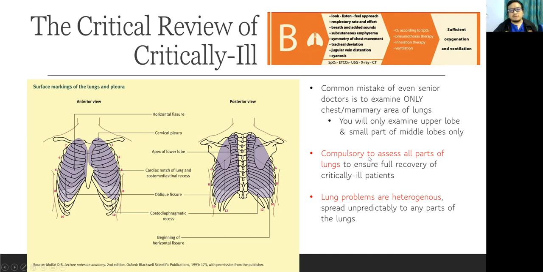So it's compulsory to assess all parts of the lungs to ensure full recovery of a critically ill patient, because most of the time, in severely critically ill patients, the lung problems are heterogeneous, meaning they don't involve only the front part of the lung or the upper lobe. Sometimes it involves the right upper lobe and left lower lobe. So you have to assess which parts of the lungs are affected.